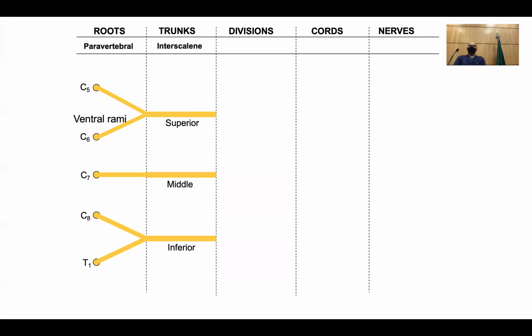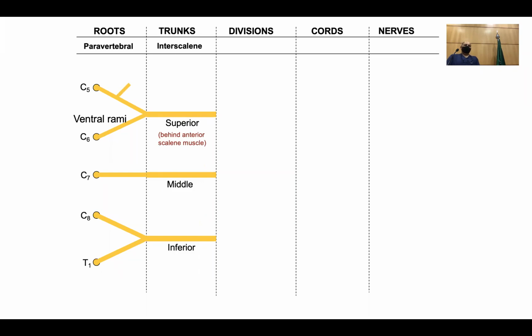Now, each trunk will divide into anterior and posterior, anterior and posterior, anterior and posterior. One is for the front, one is for the back. One is for the front, one is for the back. All this is happening from where? From the ventral rami. Dorsal rami is not contributing. Go to this root level. So now my trunks will divide. Superior trunk, and I'm showing you the scalene muscle.